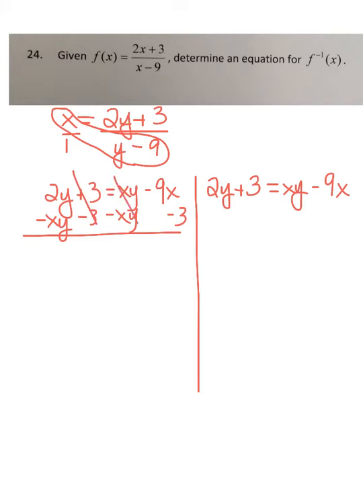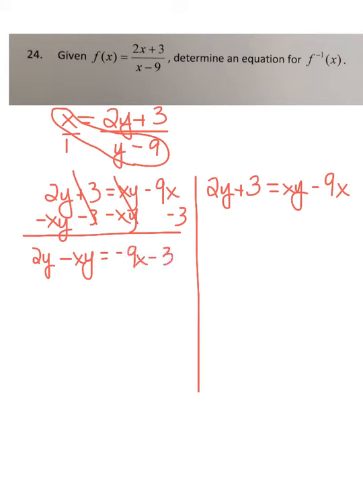Okay, now just be careful. I wrote it like this, but these are not like terms. And these are not like terms. So we're not technically going to add or subtract them. We're just going to write them next to each other. So in other words, I would have 2y minus xy equals negative 9x minus 3.